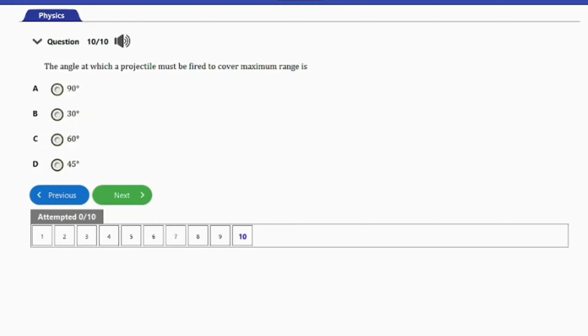That's because when you have u squared sine 2 theta over g, if you have 45 degree, then 2 theta is 90 degree and sine 90 is 1. So the equation becomes the equation of the maximum range, which is u squared over g.